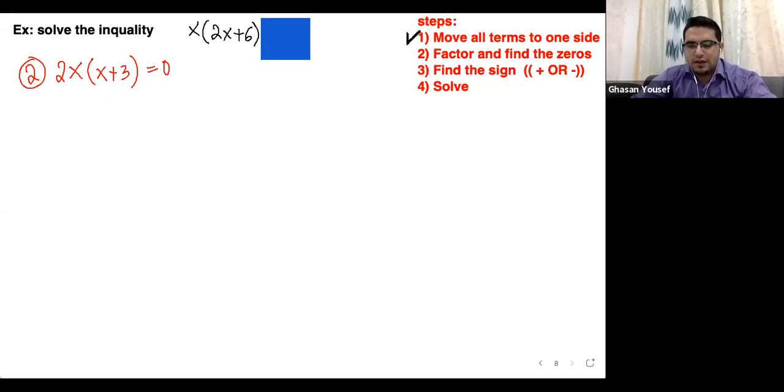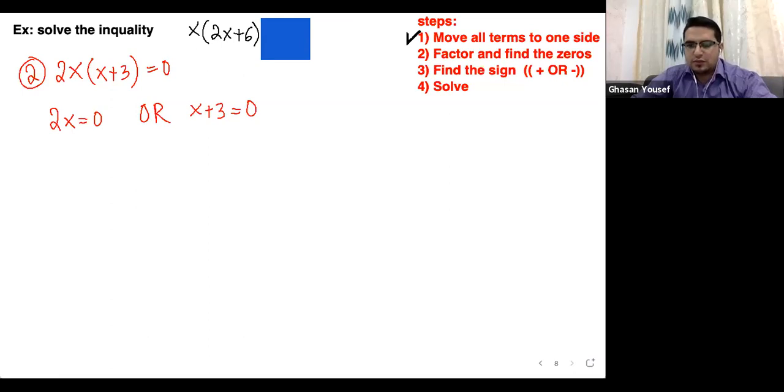By using the zero product property. Natasha said 2x equals 0, and what? Or? It's "or," not "and": x plus 3 equals 0. So 2x equals 0 or x plus 3 equals 0.